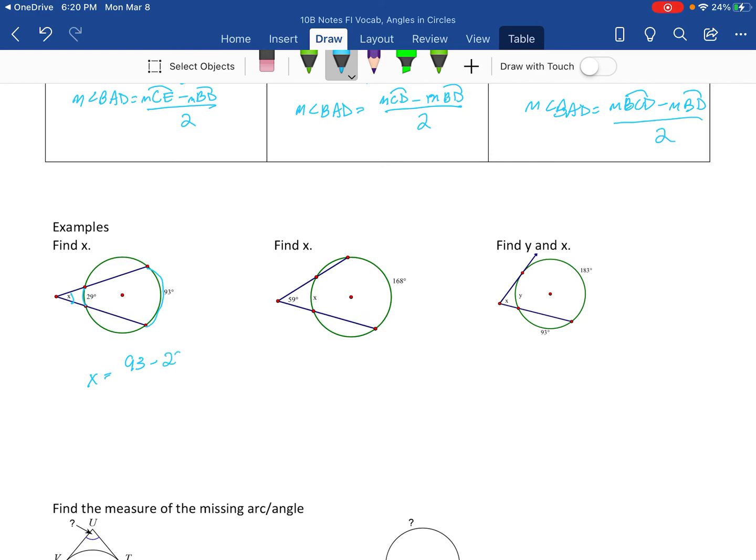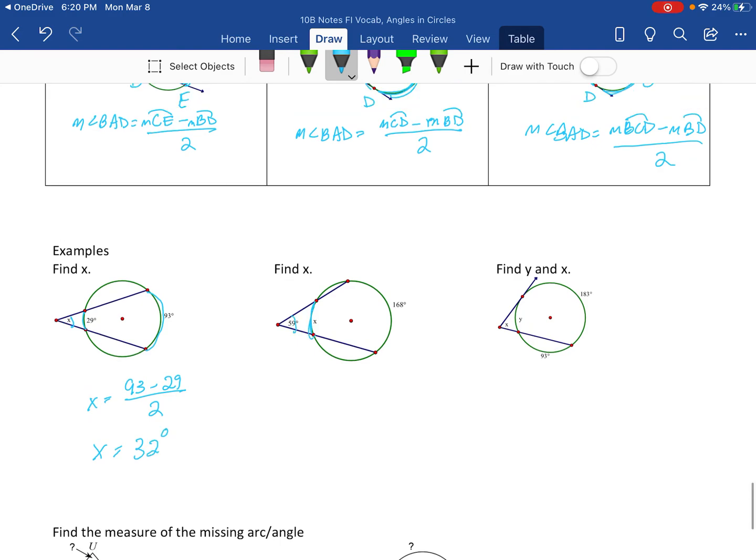I know my angle is equal to my big arc minus my small arc, divided by 2. So my angle in this case is just going to be 32 degrees. Here's my angle, here's my arc, here's my other arc. So I know my angle, and this one we're going to have to solve, is going to be 168 minus x divided by 2. I multiply each side by 2, and so I have 118 is equal to 168 minus x. Do not drop your negative.